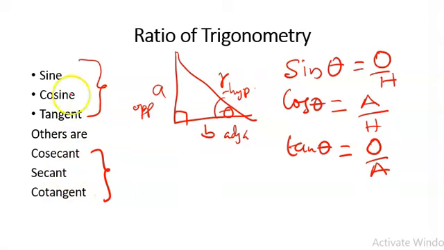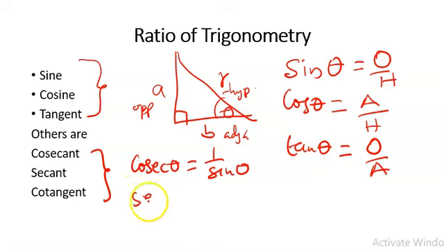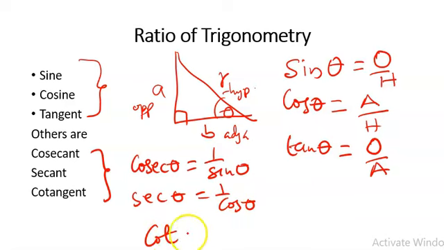Now the other three are defined in terms of the first basic ones. Cosecant, we call it cosec theta, is 1 over sin theta. Then sec, the secant, is 1 over cos theta. Lastly, we have cot, the cotangent, which is 1 over tan theta.